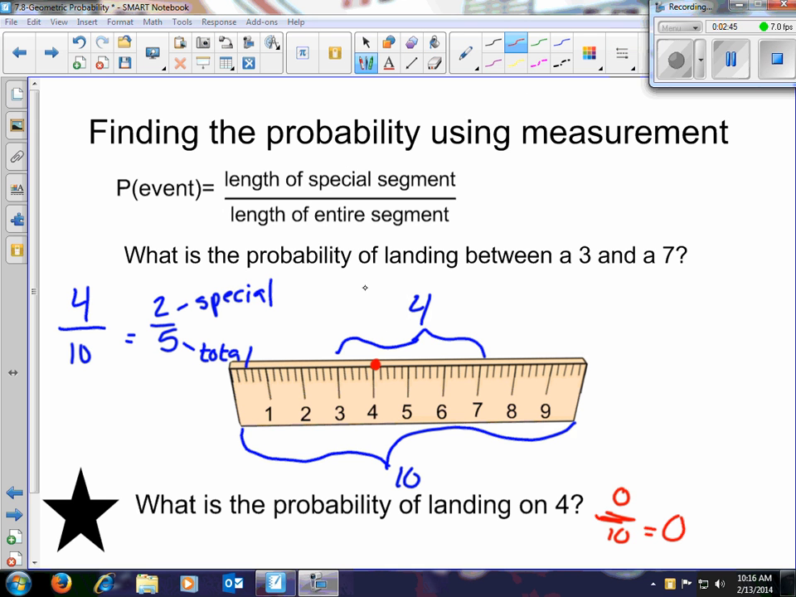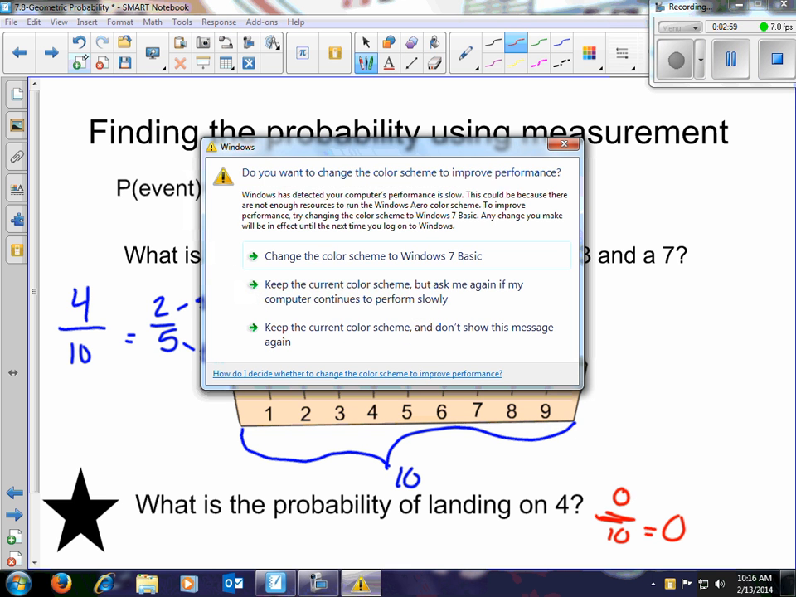Now again, the reason that it was 0 is because there was no length. There's no length of a point. There's a length of a line, which is why when we went from 3 to 7, we had a length of 4. But if we have no length at a point, then our length is going to be 0.